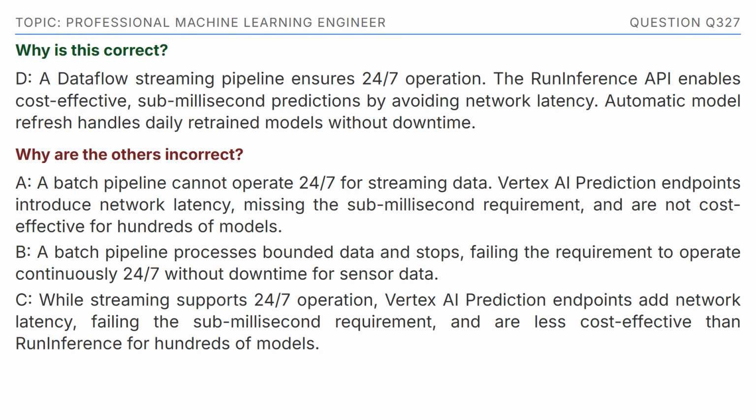Why are the others incorrect? A. A batch pipeline cannot operate 24/7 for streaming data. Vertex AI prediction endpoints introduce network latency, missing the sub-millisecond requirement, and are not cost-effective for hundreds of models. B. A batch pipeline processes bounded data and stops, failing the requirement to operate continuously 24/7 without downtime for sensor data. C. While streaming supports 24/7 operation, Vertex AI prediction endpoints add network latency, failing the sub-millisecond requirement, and are less cost-effective than Run-Inference for hundreds of models.